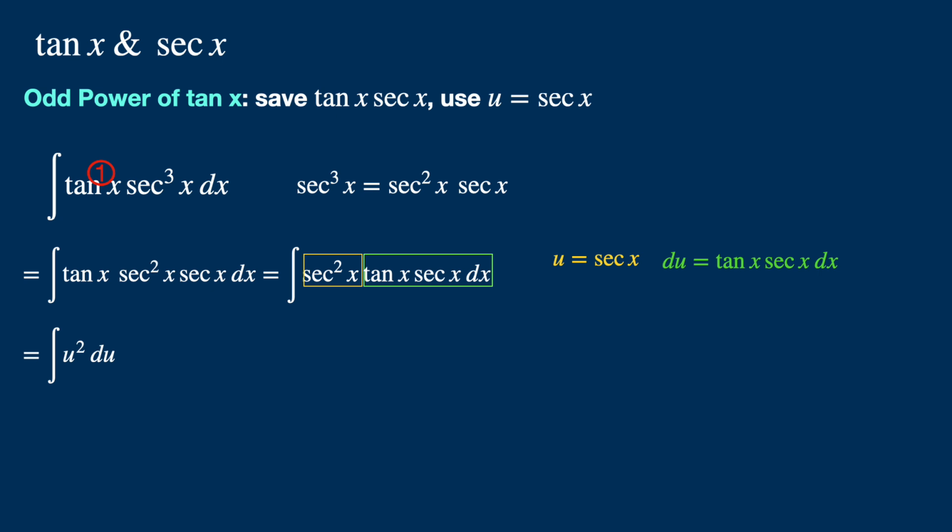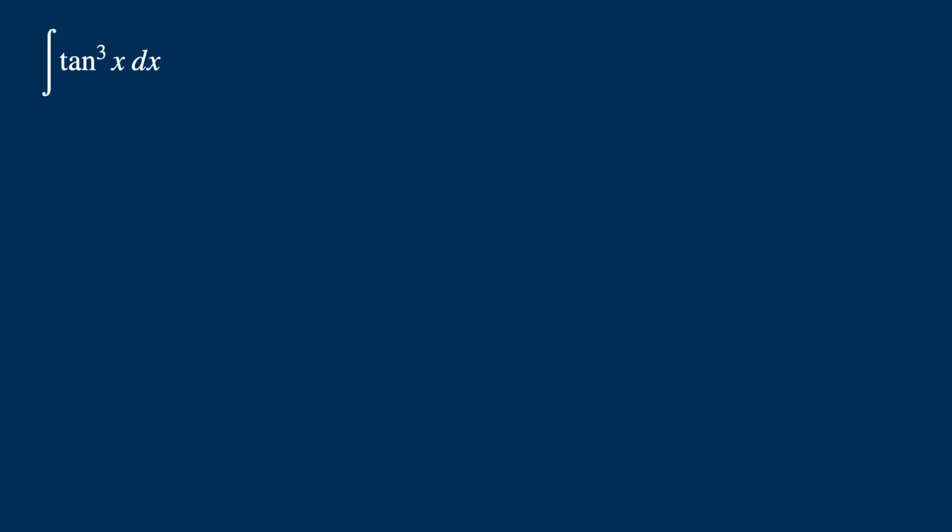Find the antiderivative: u squared becomes u cubed over 3 plus c. Now plugging back, u equals secant x, so you have secant cubed x over 3 plus c. Let's do one more time, guys, okay? So look at that. This is my example, guys. Let's do one more example. This one is tangent cubed x.